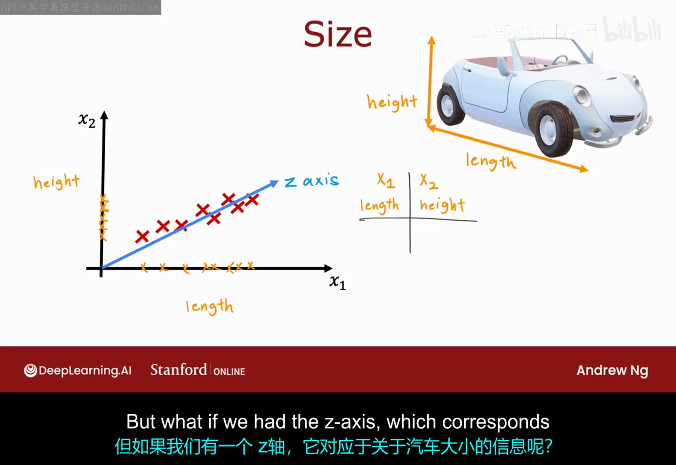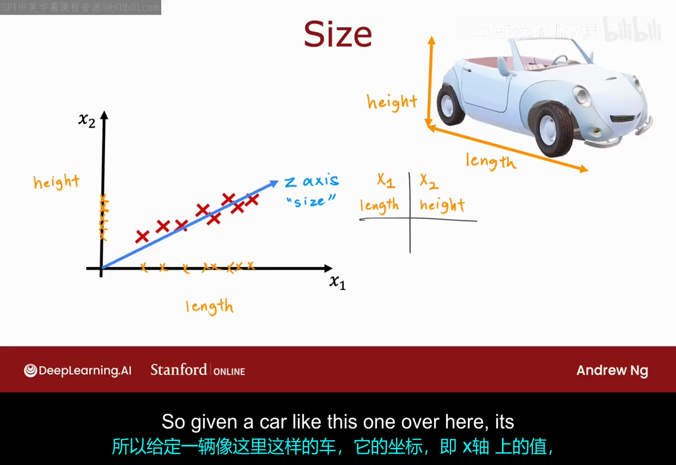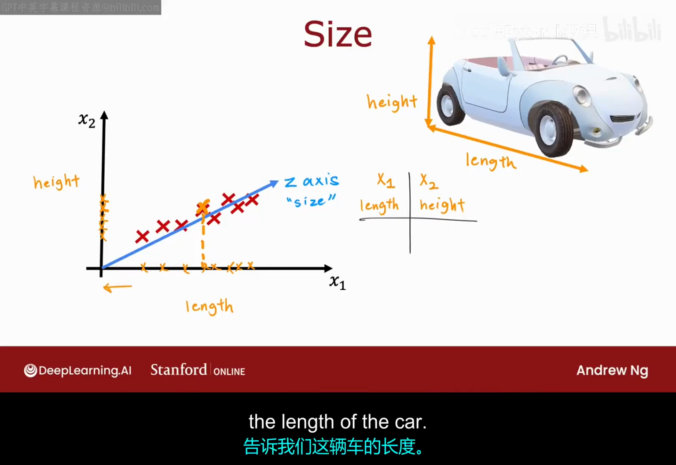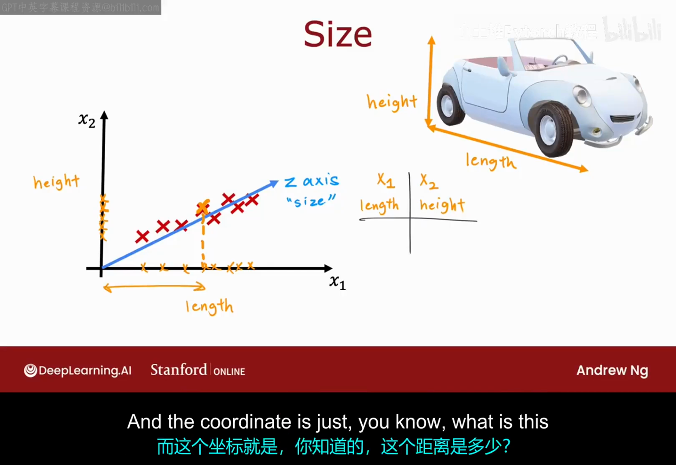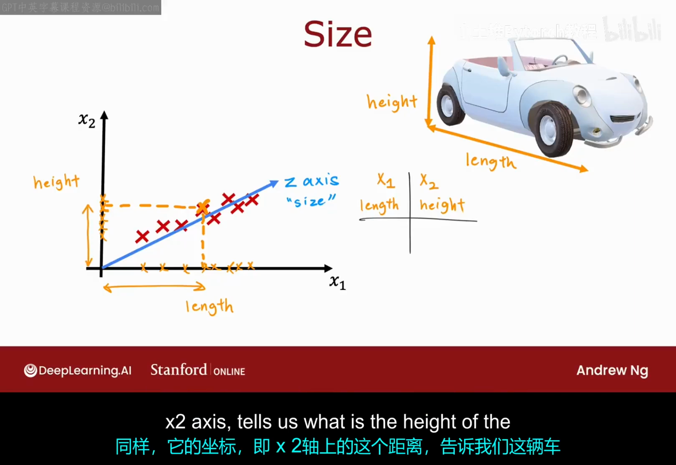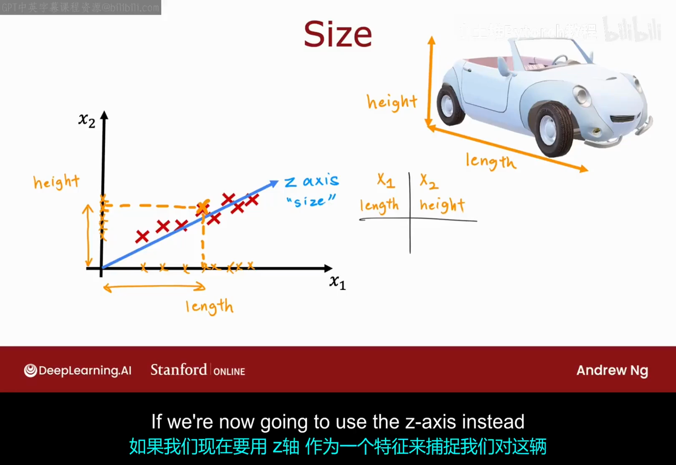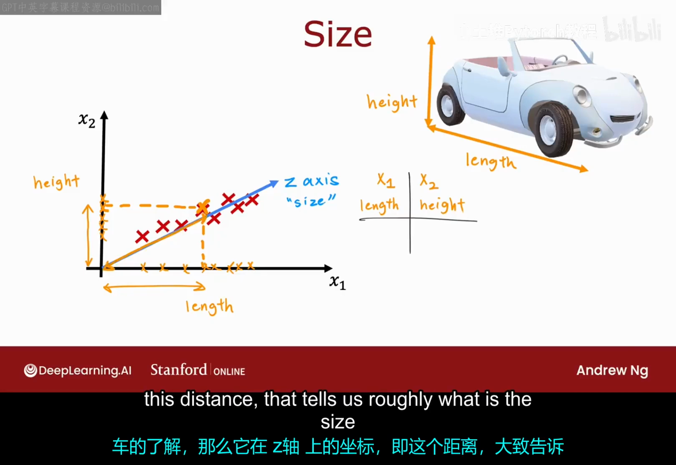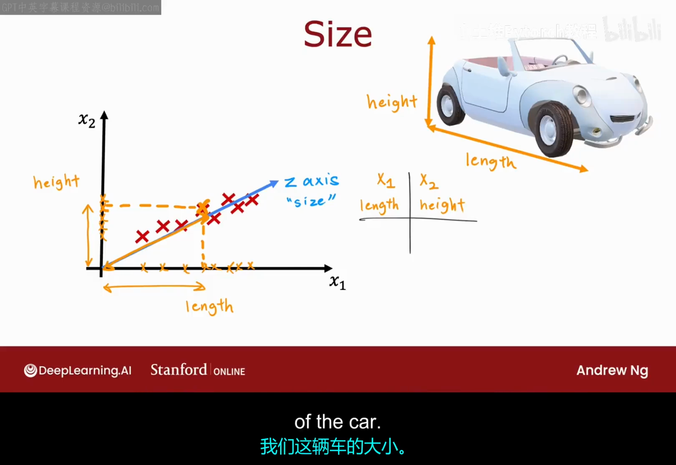But what if we had this z-axis which corresponds to something about the size of the car? So given a car like this one over here, its coordinate, meaning the value on the x1 axis, tells us the length of the car, and the coordinate is just, what is this distance? Similarly, its coordinate, meaning what is this distance, on the x2 axis tells us what is the height of the car. If we're now going to use the z-axis instead as a one feature to capture what we know about this car, then its coordinate on the z-axis, meaning this distance, that tells us roughly what is the size of the car.